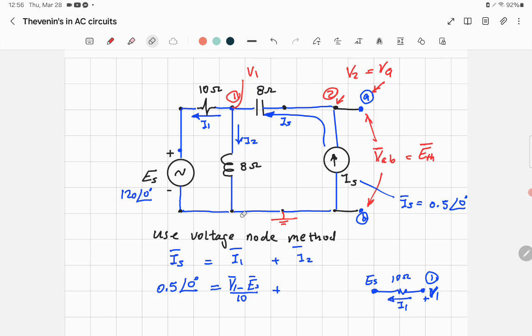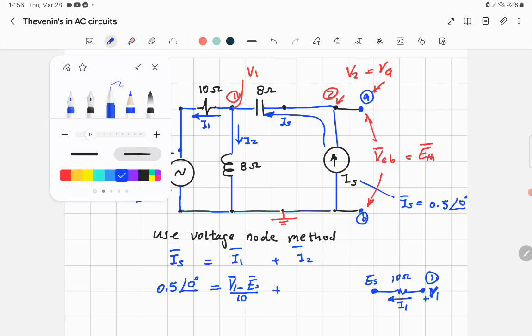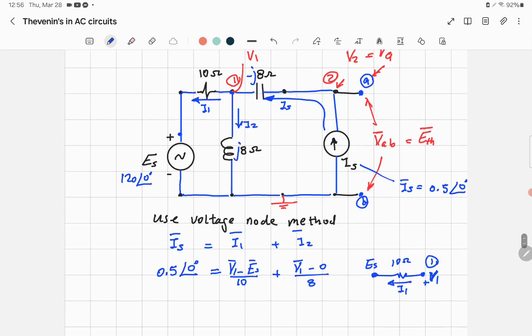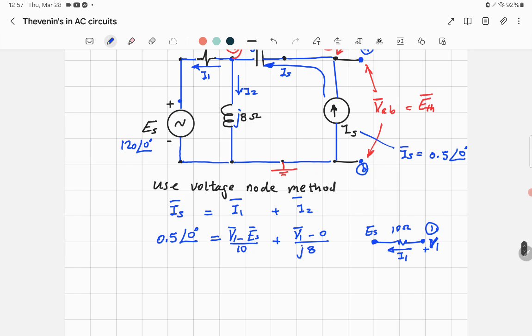And the voltage here is 0 because it is connected to the ground, the reference point. So I2 is equal to V1 minus 0 over J8. Oh, sorry, that's J8. All right, don't forget that. Okay, so that's J8. So that's the equation.